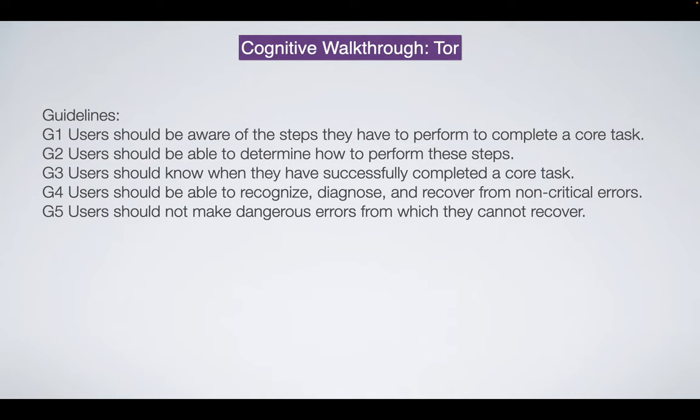okay? Obviously, we don't want either of them, but you could argue that G5 is a little worse than G4, okay? So we don't want the users to make any mistakes, but we do distinguish if they're at least a non-critical error as opposed to a critical or dangerous error.